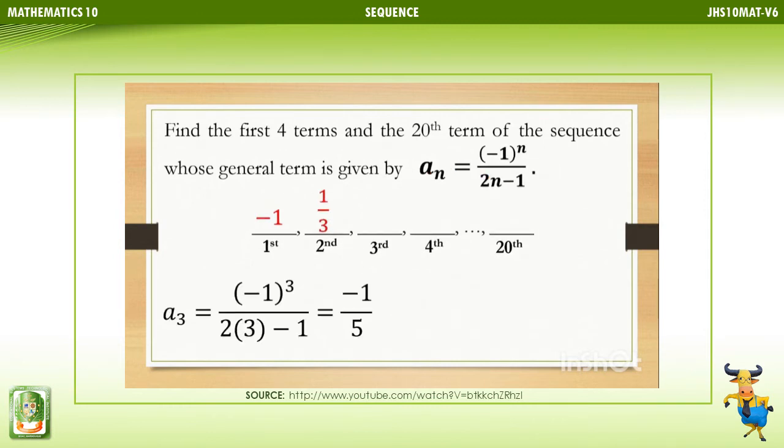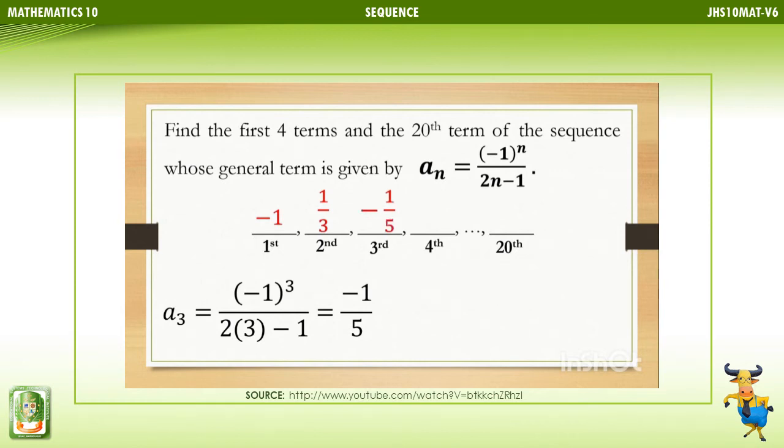For our third term, we will substitute 3. So, we have negative 1 raised to 3. That makes it negative 1. And then, 2 times 3 is 6. 6 minus 1, that is 5. So, we will now have negative 1/5.